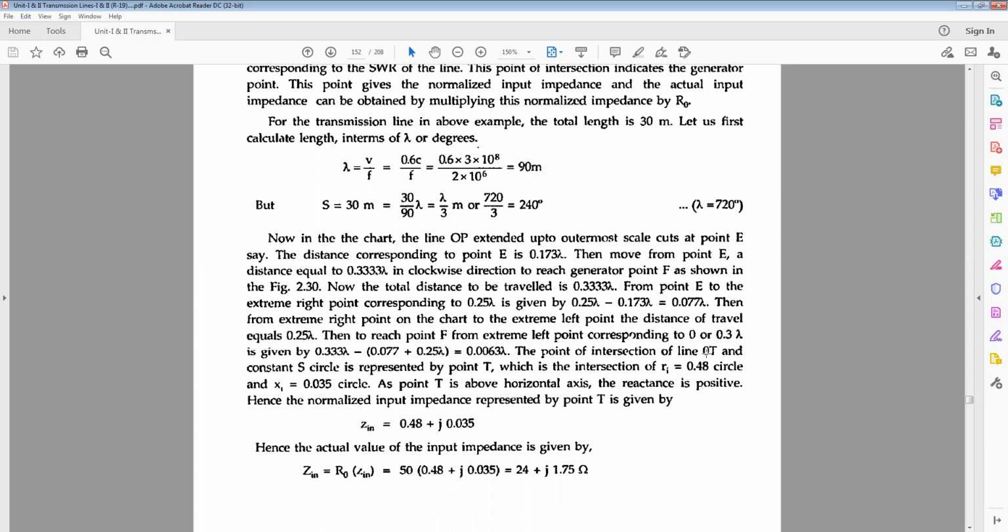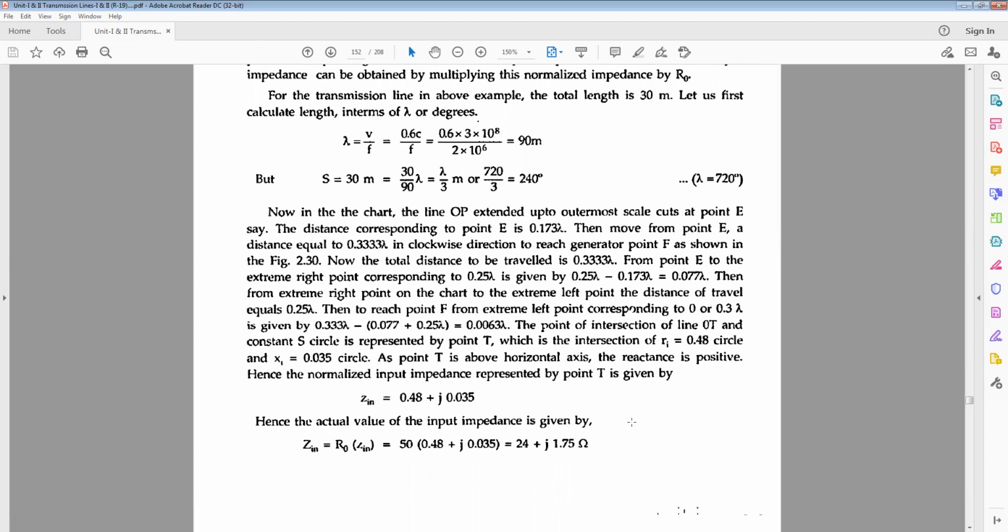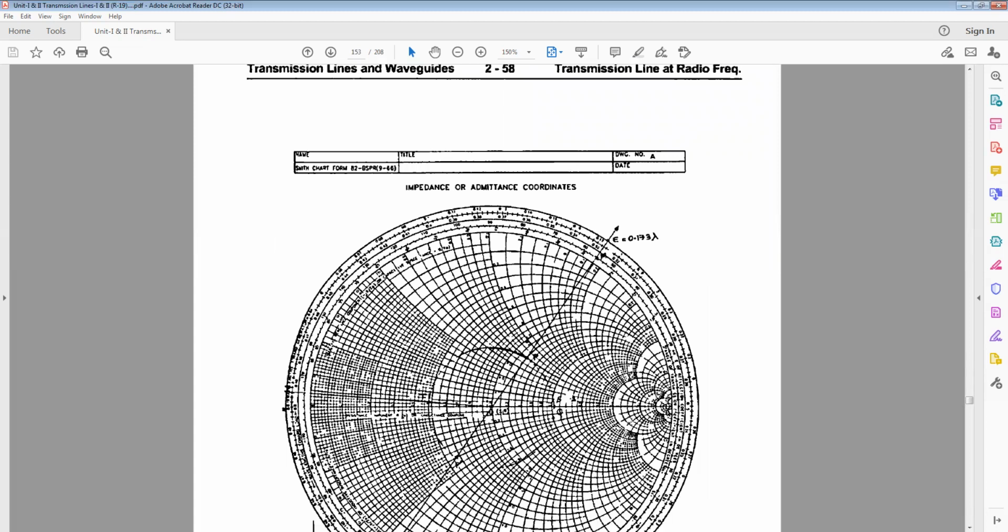Okay, the point of intersection on the line from O to T and the constant S circle is represented by the point T, which is the intersection of the R equals 0.48 circle and the X equals 0.35 circle. And this Zin is multiplied with the Z naught to get the actual input impedance, what we find as the theoretical value. That is, Zin is equal to 50 into 0.48 plus j into 0.035, which is 24 plus j into 1.75, approximately equal to the theoretical value.